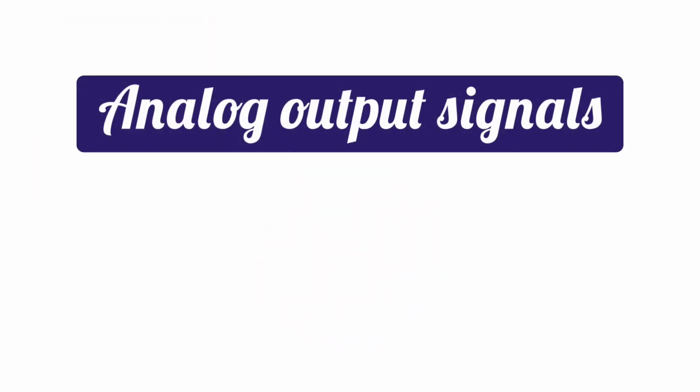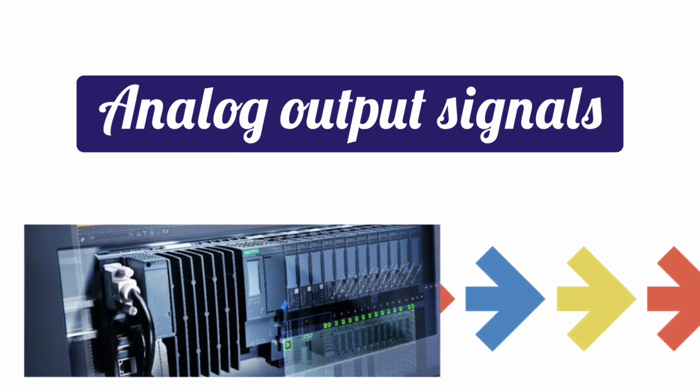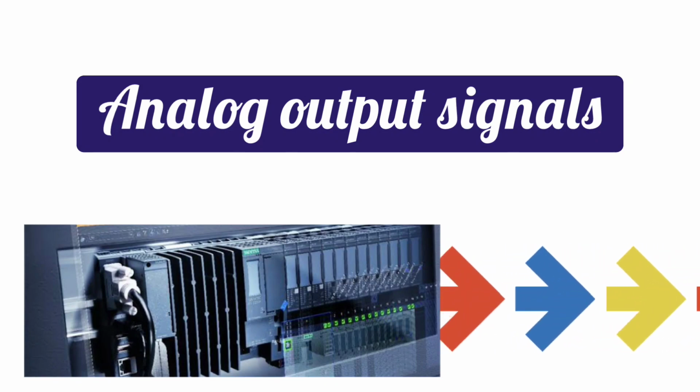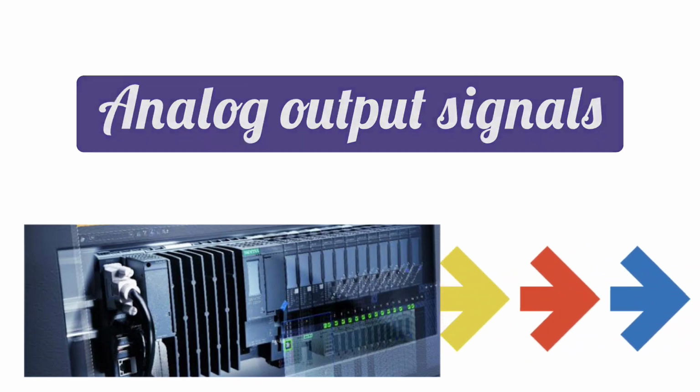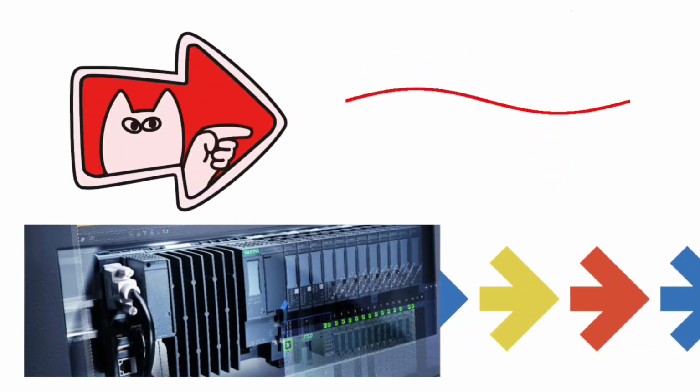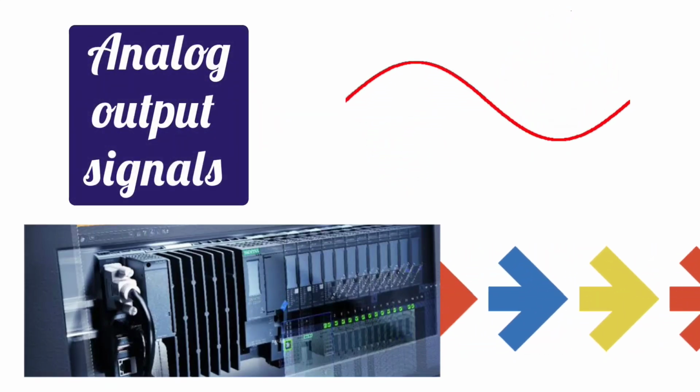Now, let me explain to you the analog output signals. Output signals are those signals that are sent anywhere. Signals that are sent from PLC or any instrument that vary in a range are known as analog output signals. Let us see examples of analog output signals.